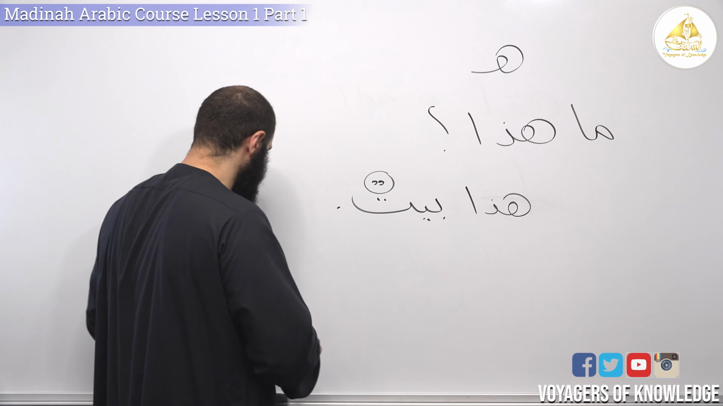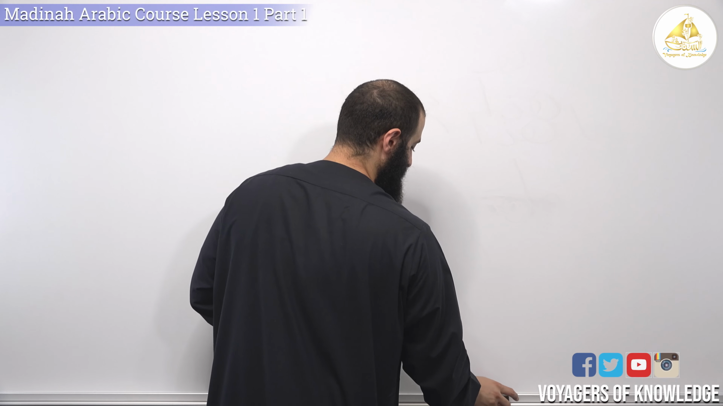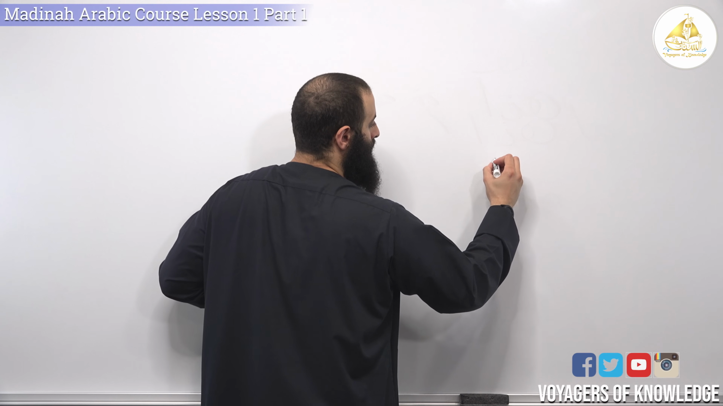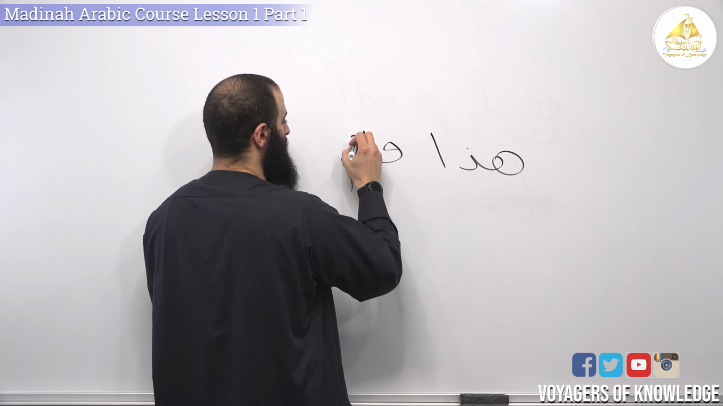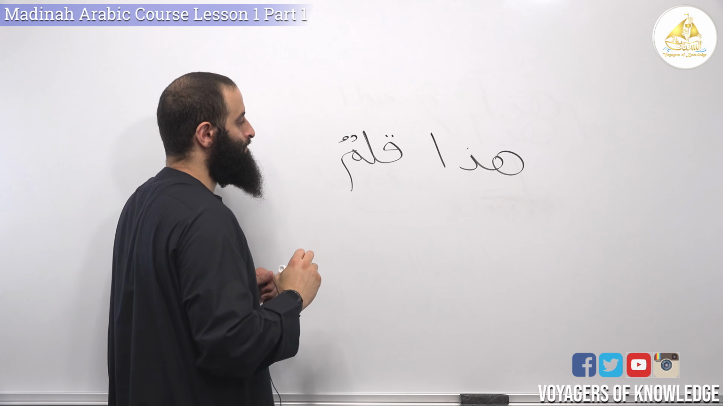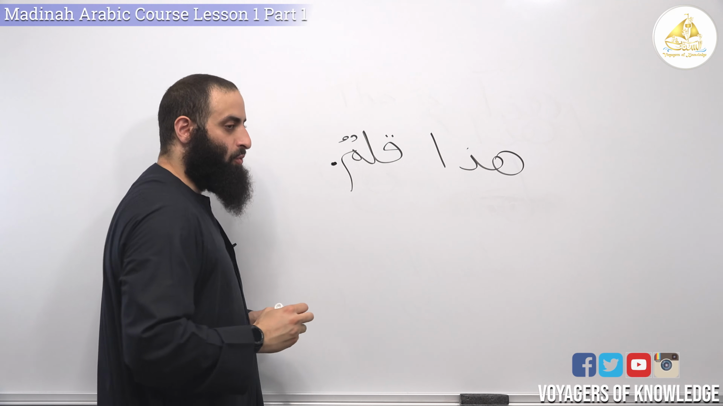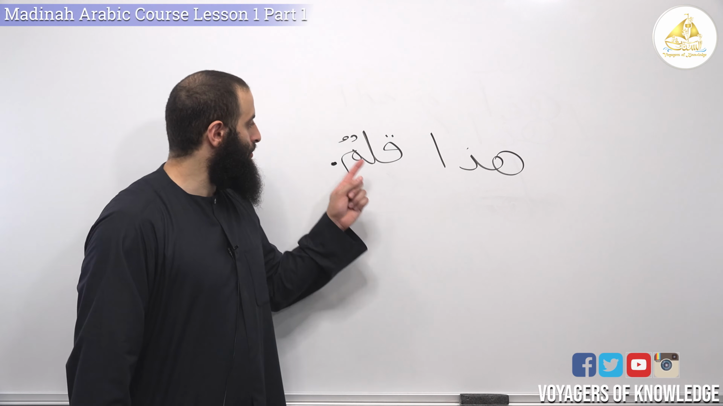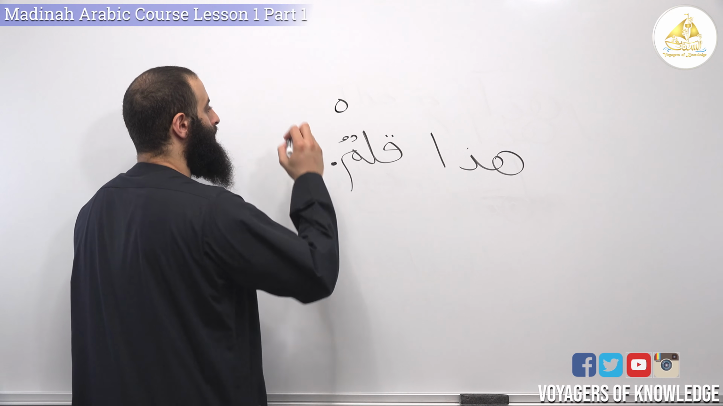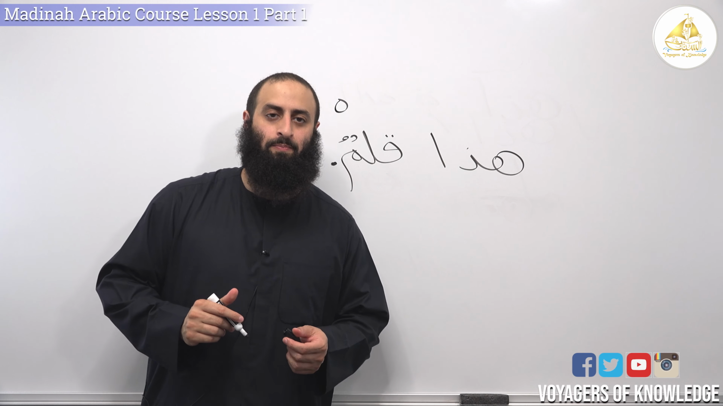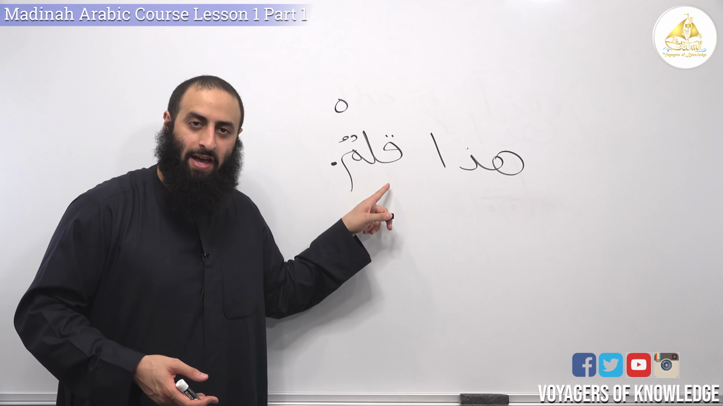Now, one last thing we need to point out too, and it is... Let's take qalamun. When you come to the end of a sentence, what is the correct way to end your sentence? Do you end it with the sound of the tanween, or do you end it with a sukoon? The proper way is to end it with a sukoon. So you would say, هذا قلم. هذا قلم.